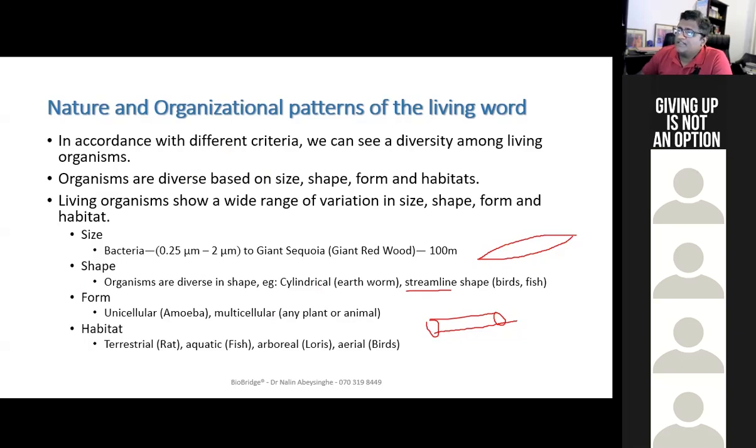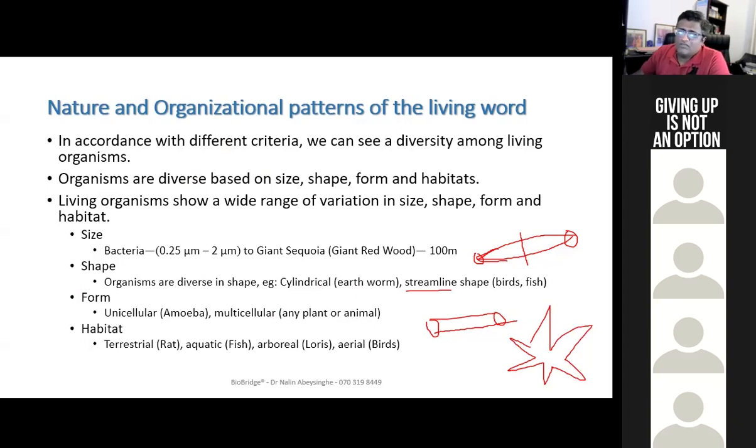It doesn't mean that birds and fish are all like this, but the basic idea is they are wide in the middle part of the body and narrow in the ends, right? So that is called streamline shape. So there are various shapes and there are star-shaped organisms, right? Starfish, various shapes. So fish and birds are streamline.